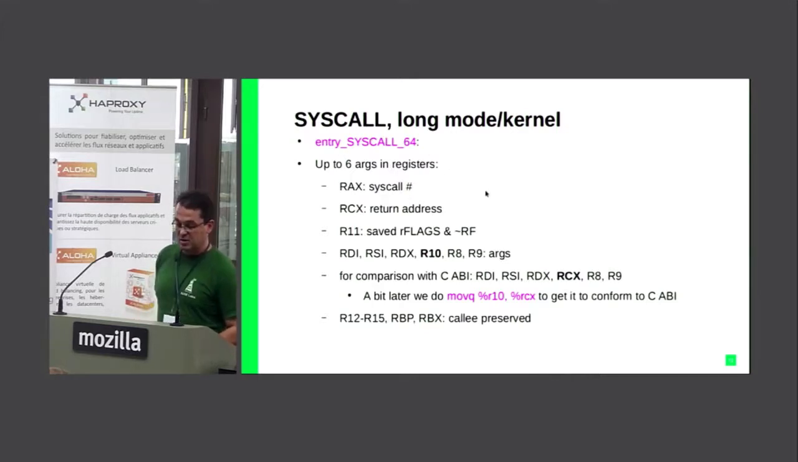When we execute that syscall, up to six arguments of the syscall can be in registers. RAX gets the syscall number, RCX gets the return address, and R11 gets the saved flags. We saw that already. And these registers contain the syscall arguments. If you compare this to the C ABI, the only difference is RCX, the fourth one. But later in the code, we just move R10 to RCX so that they match the C ABI, and you can call functions directly.